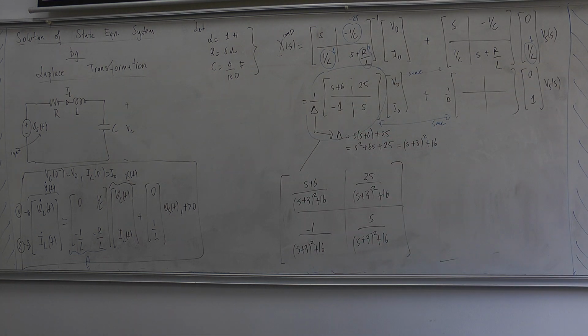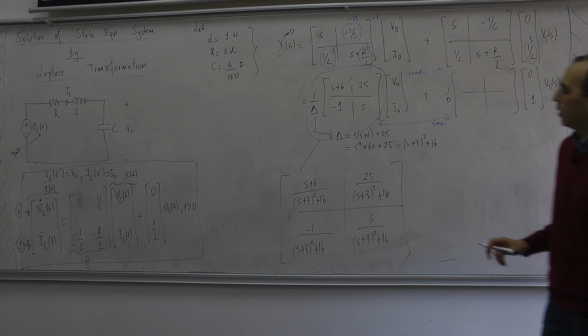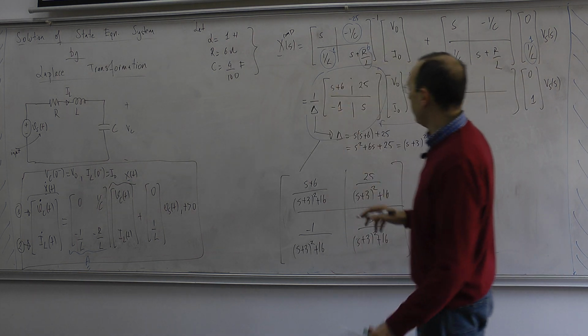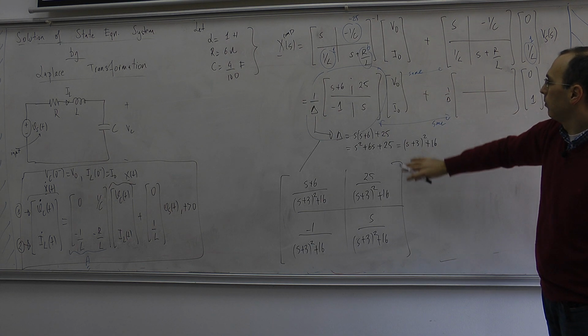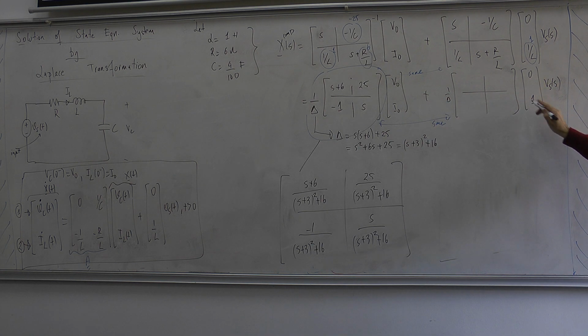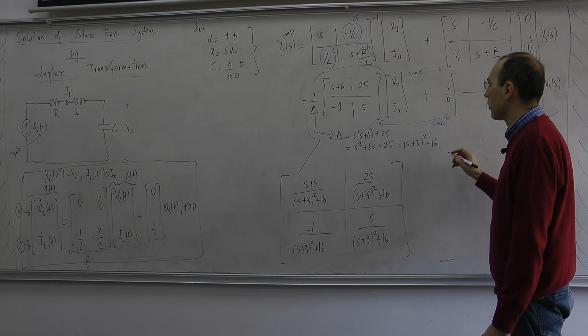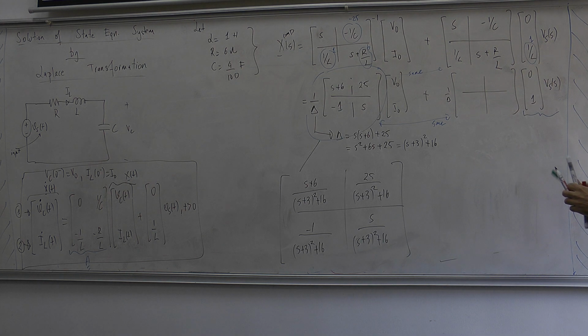Okay, that is that matrix. So this matrix times the initial condition plus this matrix times this part will be my complete solution. So how about this? Okay, one thing to notice.